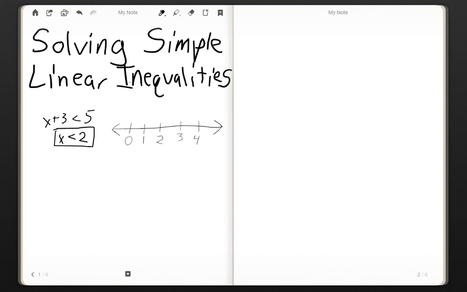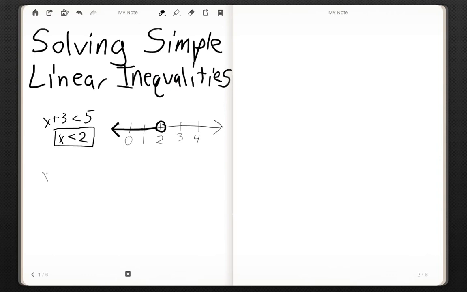And x is less than 2, so here's how we draw that. We're going to put a circle around the 2 and then just draw in the line going in the less than direction, which is that way, and fill in the arrow to show that it can go on forever into the negatives and it will still be less than 2. Okay, so that one was pretty easy.